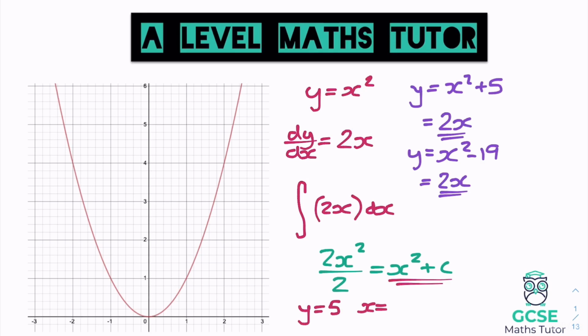Okay, so if y equals 5 when x equals 2, what is that equation going to be? Well, if we sub those values in, x squared is going to be 4, so that would be 4 plus c, and that has to equal 5. So we know in that case, c would have to equal 1, and the equation of this line in particular would be x squared plus 1, or y equals x squared plus 1.